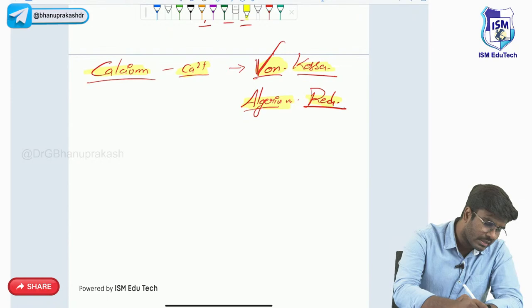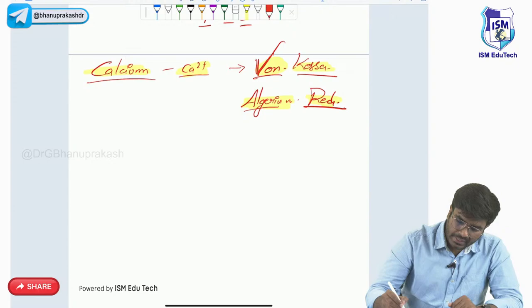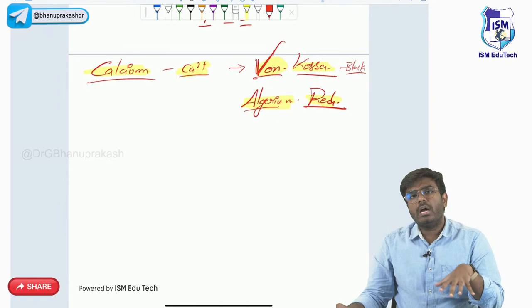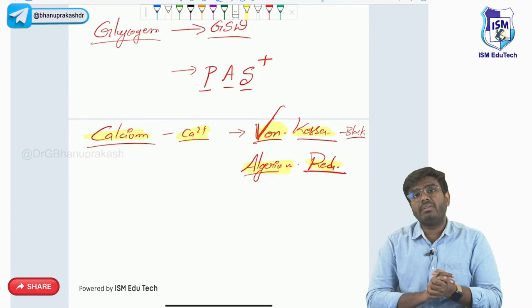Usually with von Kossa, you will see the calcium appears black in color. I will show you, don't worry. In a later class, in general pathology, I will show you all the intracellular accumulations, especially when I am discussing dystrophic and metastatic calcification. But as of now, calcium is stained with von Kossa.